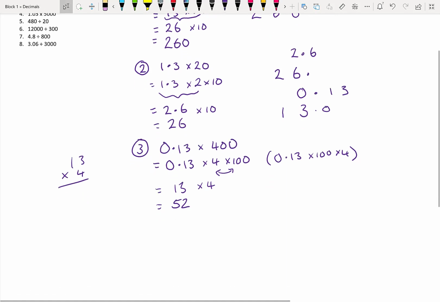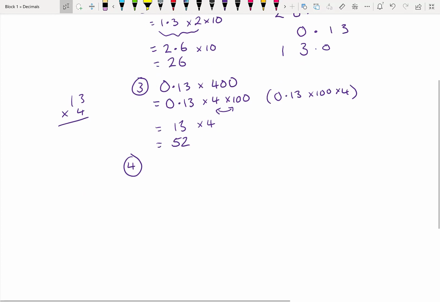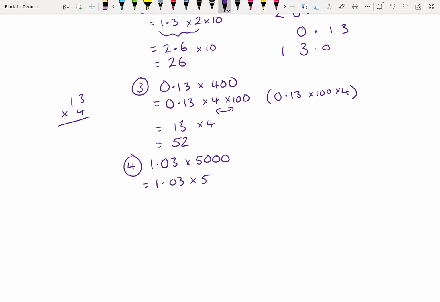Number 4, let's have a look at that one. We've got 1.03 multiplied by 5,000. Again, I'm going to make it 1.03 multiplied by 5 multiplied by 1000. As you get better at these, you won't have to explicitly write these steps down. You'll be able to just do it in your head as it comes along. But just now, we're trying to show you what's happening. Looking at this kind of mess of a decimal, again, I'll try and do it the other way. So let's have a wee look.